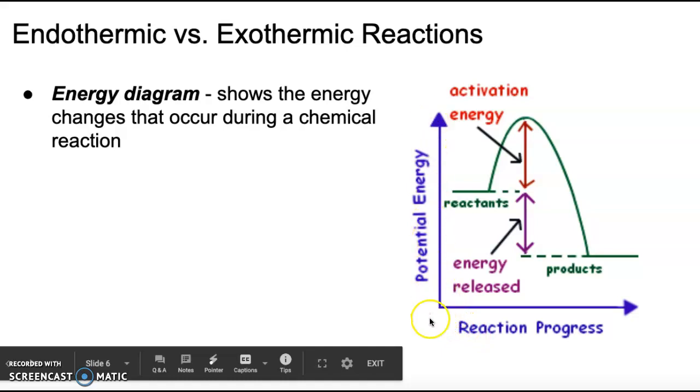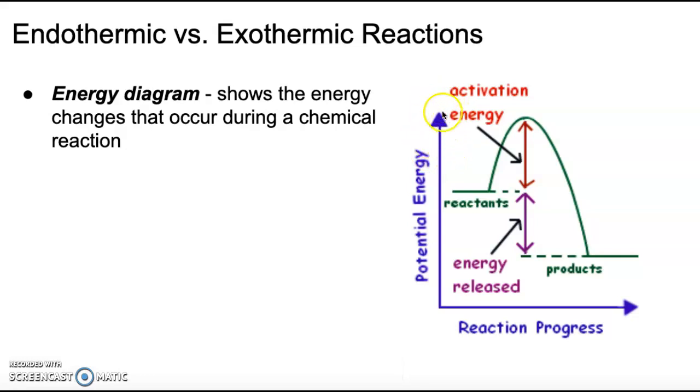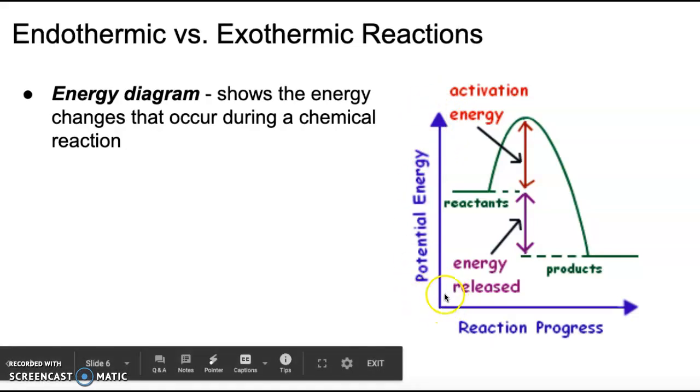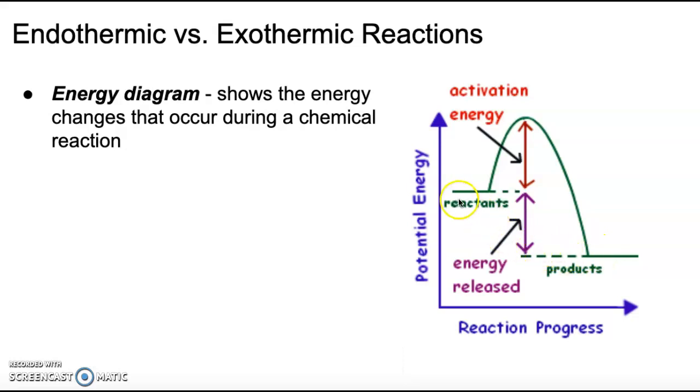As far as potential energy, we can think of this as stability. So anything that's up here at the top that's got a lot of energy is going to be very unstable, and anything down here at the bottom is going to be very stable. And so you'll notice a couple of things about this reaction energy diagram.